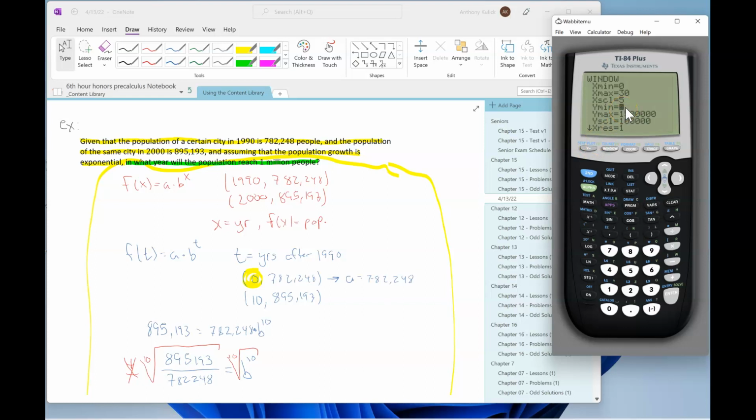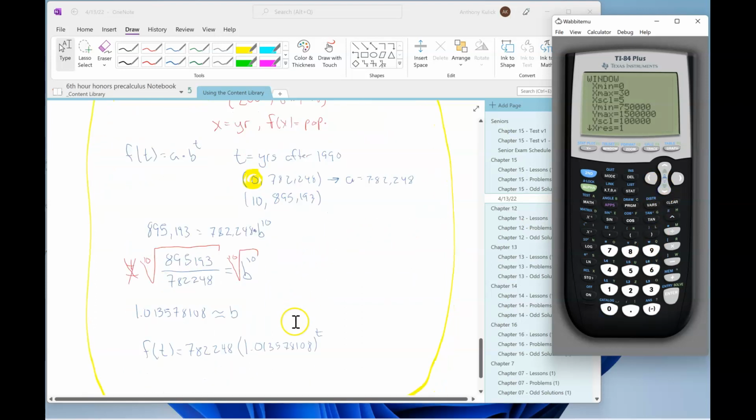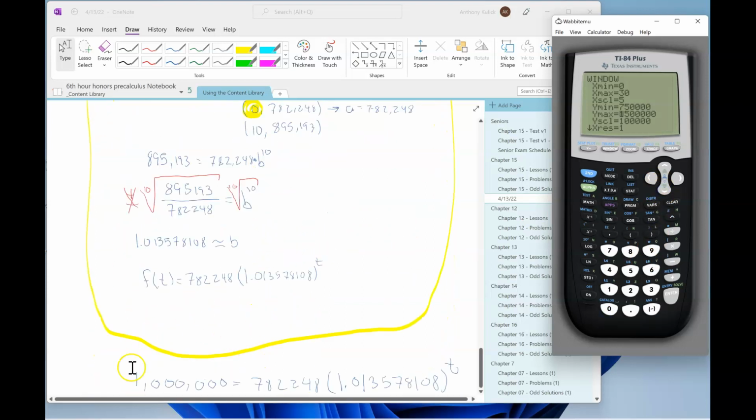My Y's are representing the population. The smallest population I care about is this 782,000, but I'm just going to type in the round number of 750,000. And the biggest population I care about is 1 million. But I'm going to, again, write that a little bit over. I'm going to do 1 1/4 because I want to be able to see the intersection there pretty clearly. But that should be good. Let's go ahead and hit graph now.